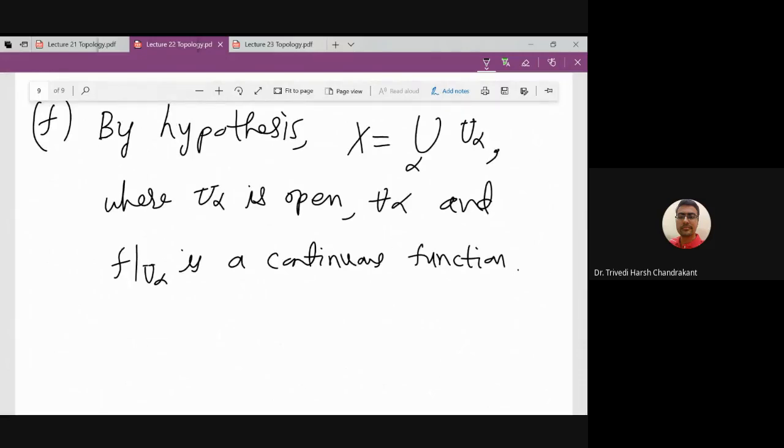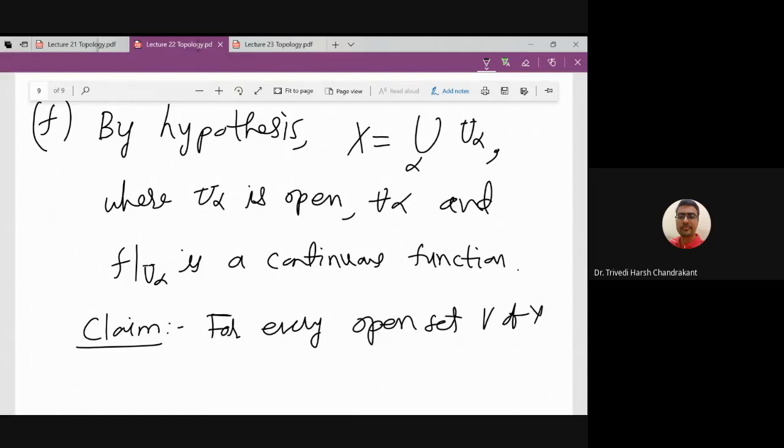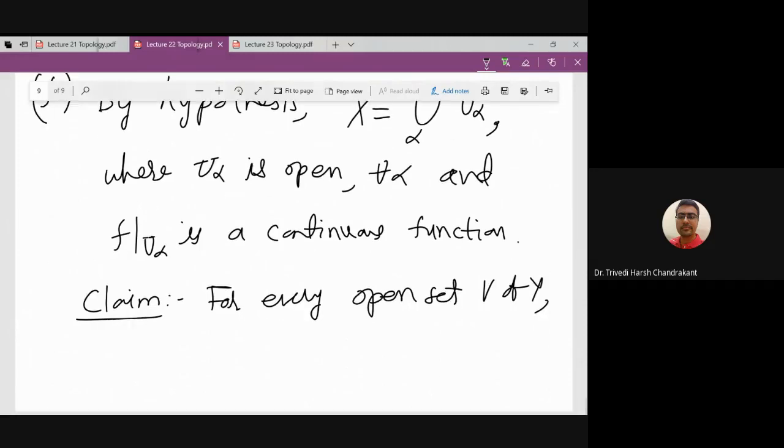So what we want to show is that F is continuous. That is, for every open set V in Y, F inverse V is open. So that is what we want to show.